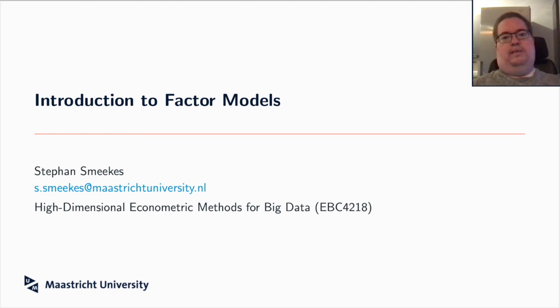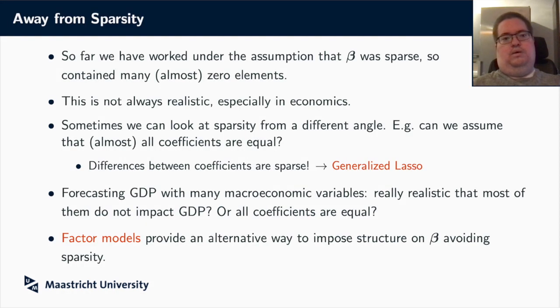In this lecture, I will introduce the second main topic of the course, vector models. As mentioned in the last lecture, everything we've done so far was working under the assumption that beta was sparse. And this is something we'd like to get away from, or at least have an alternative to.